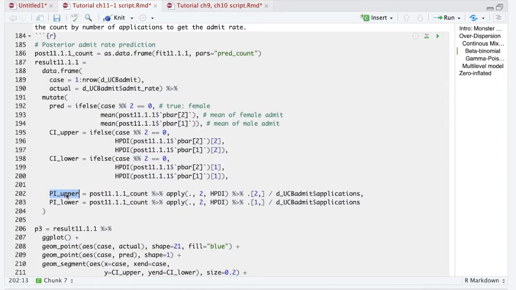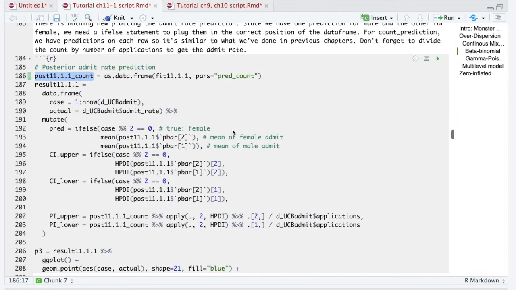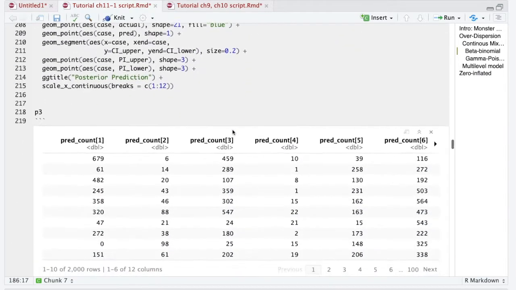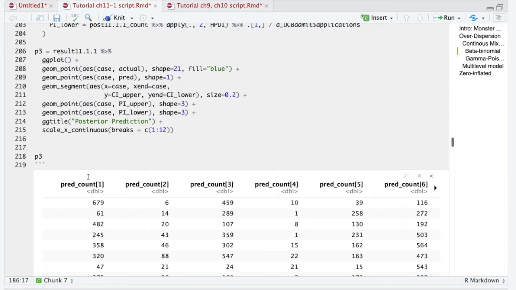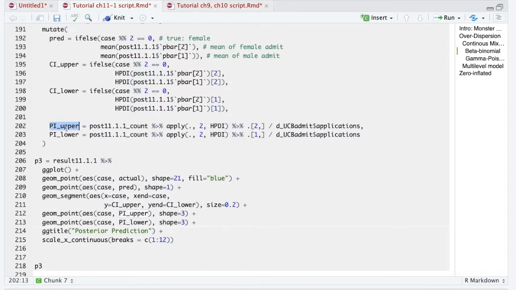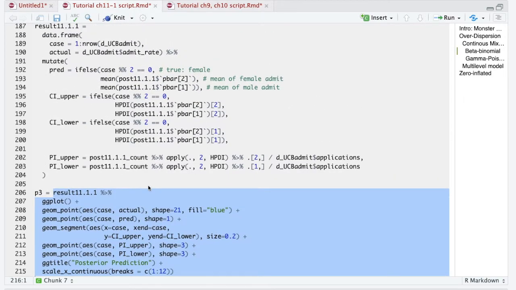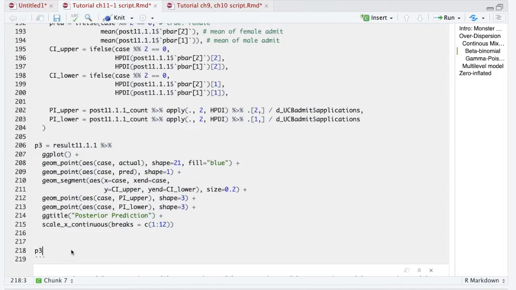But for prediction intervals, we don't need the if-else statement. That's because in our posterior result, we have one parameter, the prediction count, and it has 12 values from case 1 to case 12. So the result is like this, and we just need to calculate the mean of each prediction, and the prediction intervals, upper bound and lower bound, for each of these 12 values. With all these data, we just plot them using geometric points and geometric segments, as we did in chapter 10. And the result will be like this.